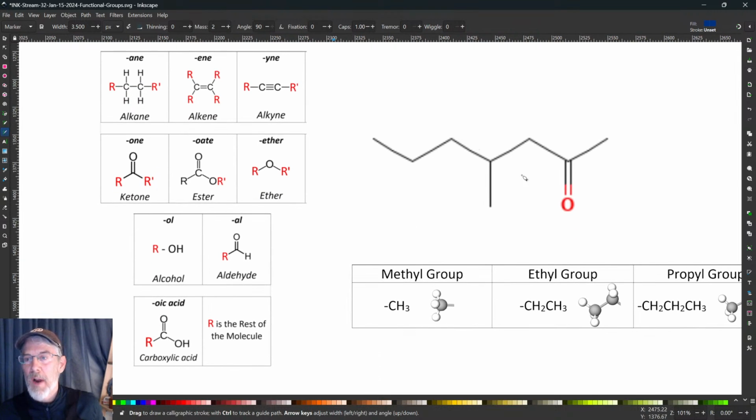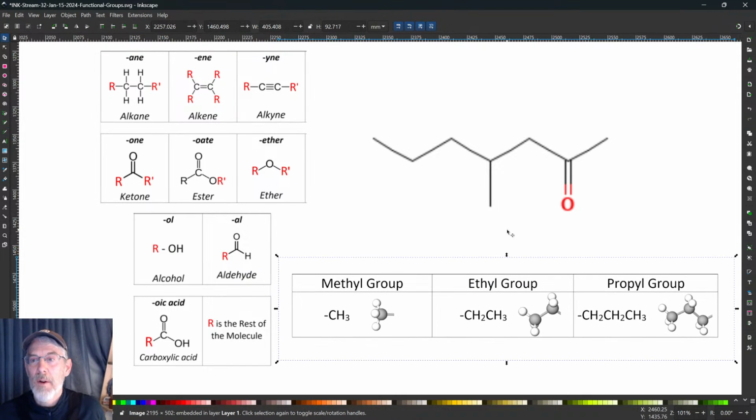Okay, let's do some more over here on this. See if you can figure out, there are 2 functional groups on this compound.